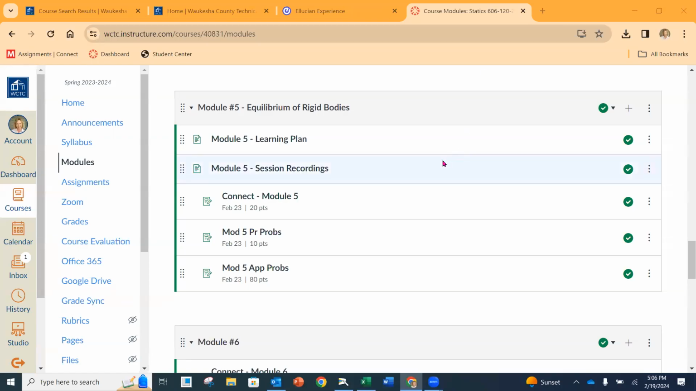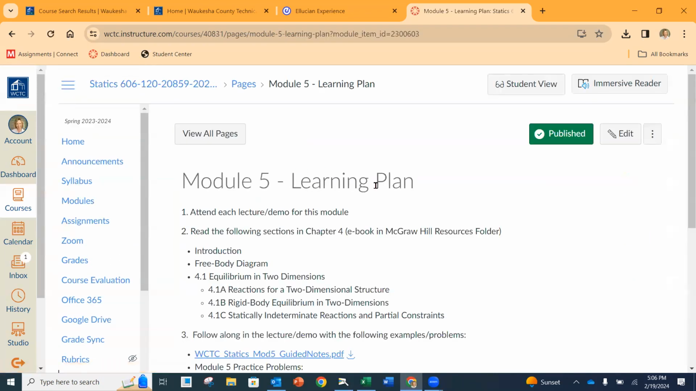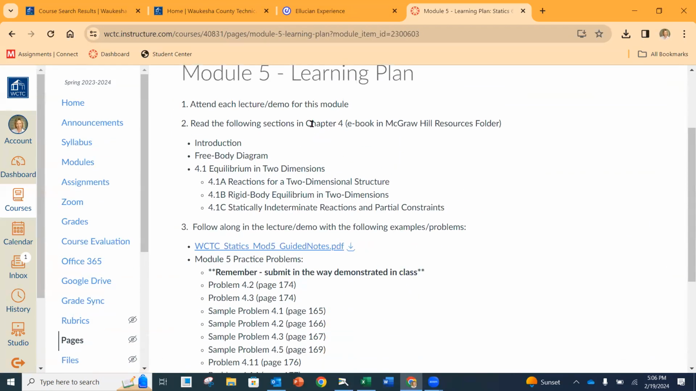Okay, so tonight we're going to be moving on to module number 5. And in module 5, let's start looking first at the learning plan here. In our learning plan, you're going to notice that we go back to the e-textbook, the McGraw-Hill that we have been using up until module 4. We went out of the book with a handout, and now we're going to be back in the book.